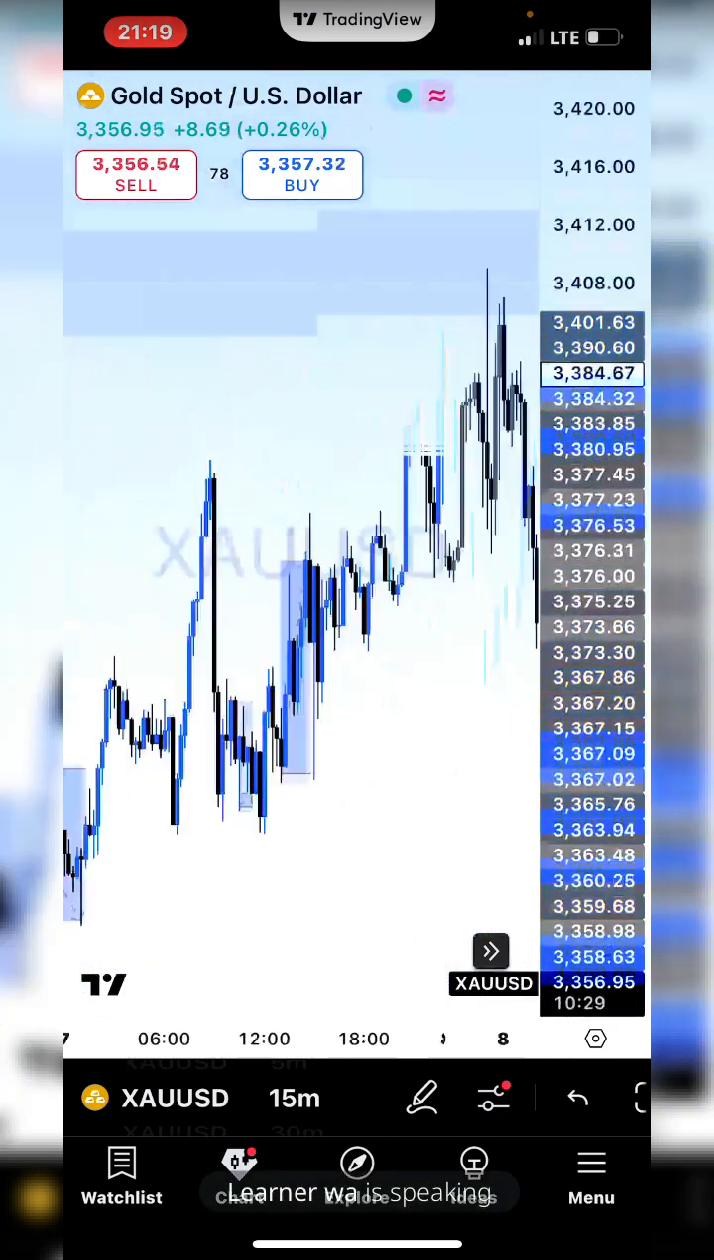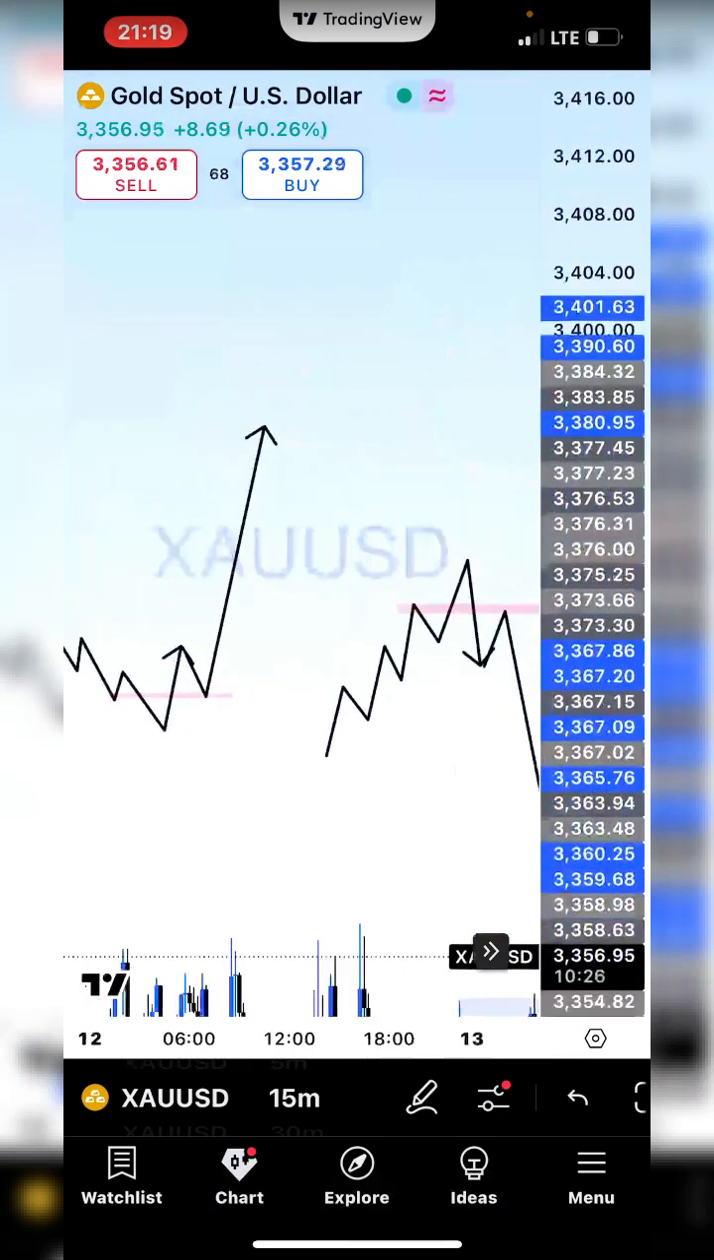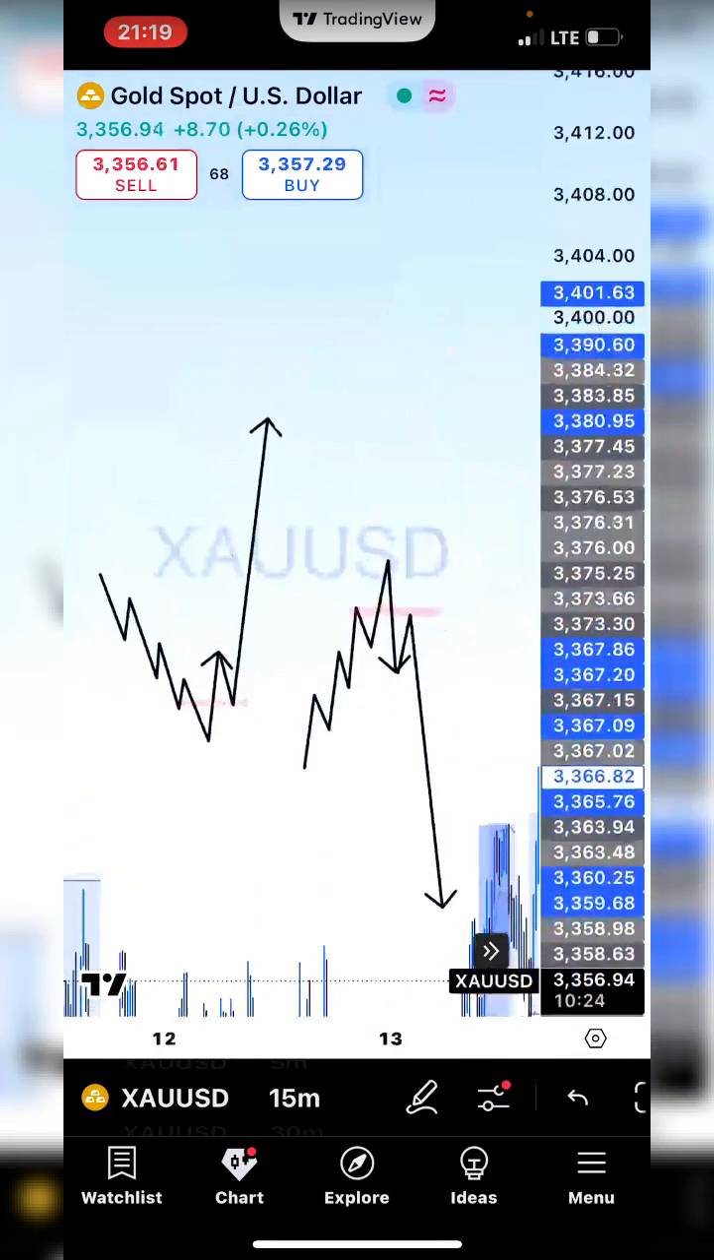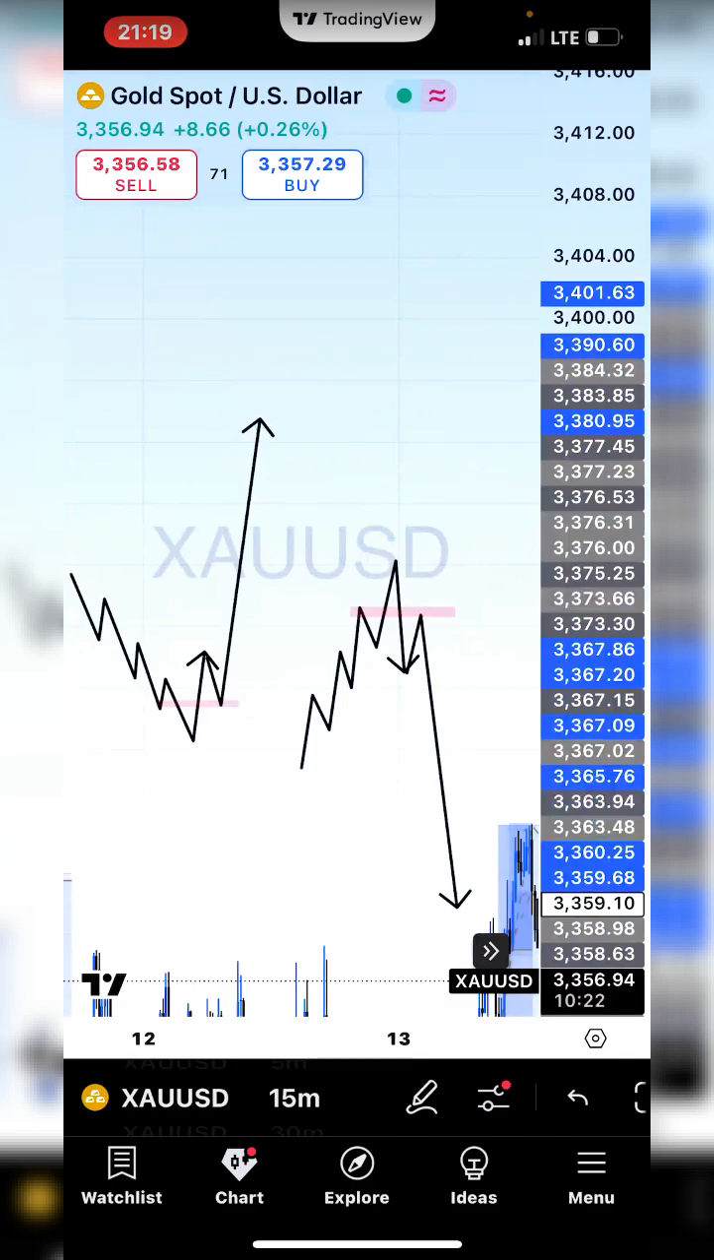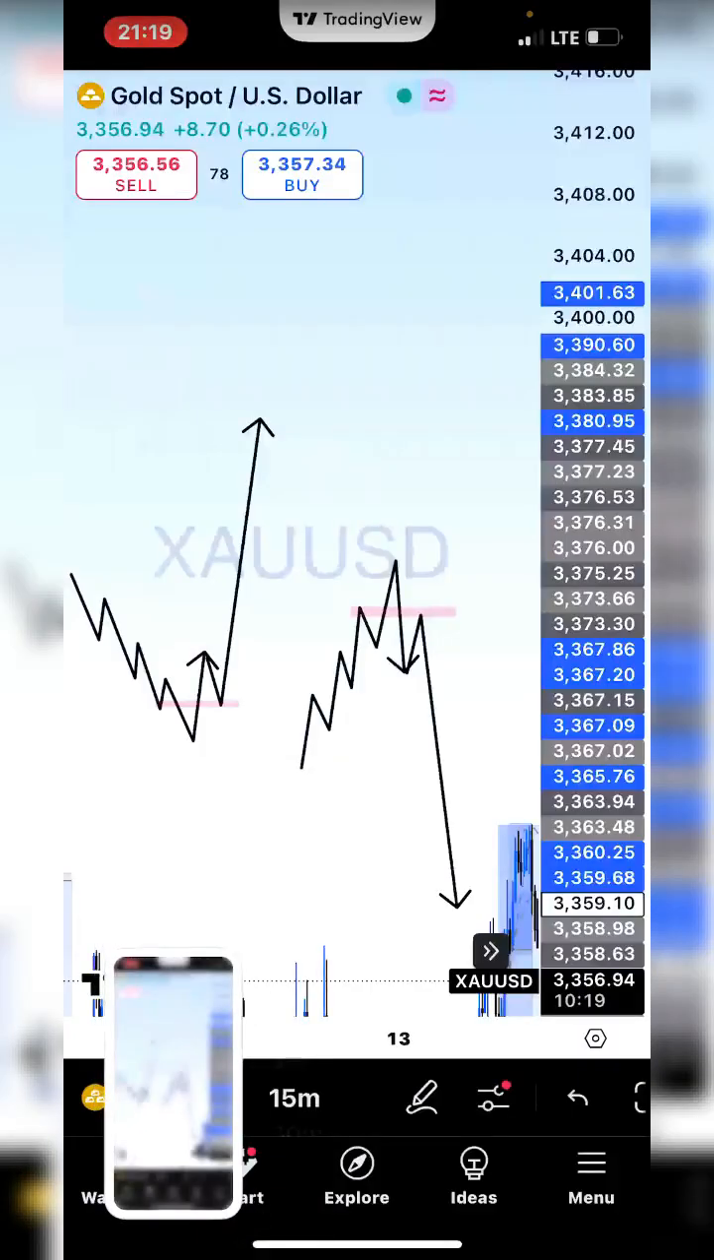If you want to screenshot this, you can screenshot these drawings I did and put it somewhere so you know that this is invalidation. I'll screenshot it and send it later in the group chat. So this is the pattern. Now let's go to the next structure.